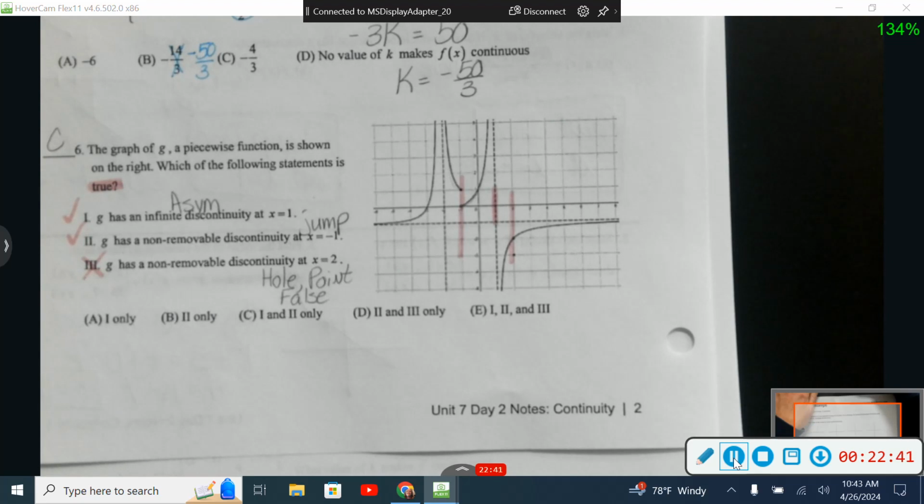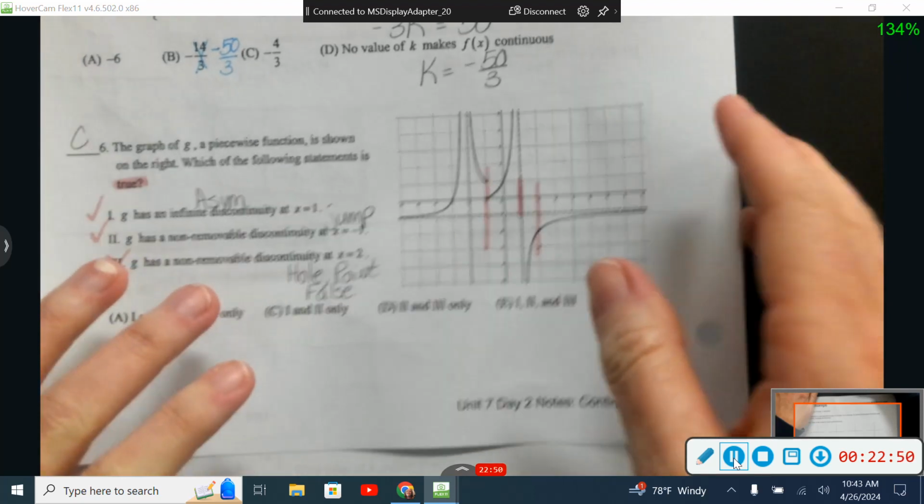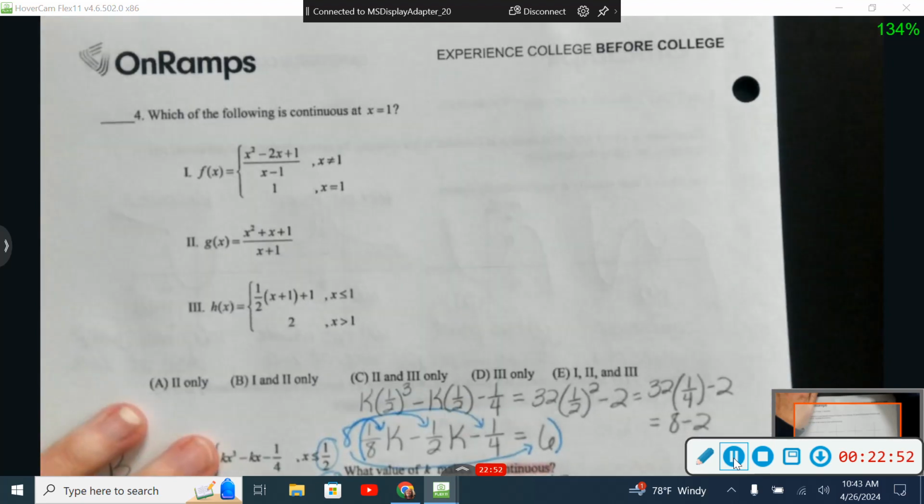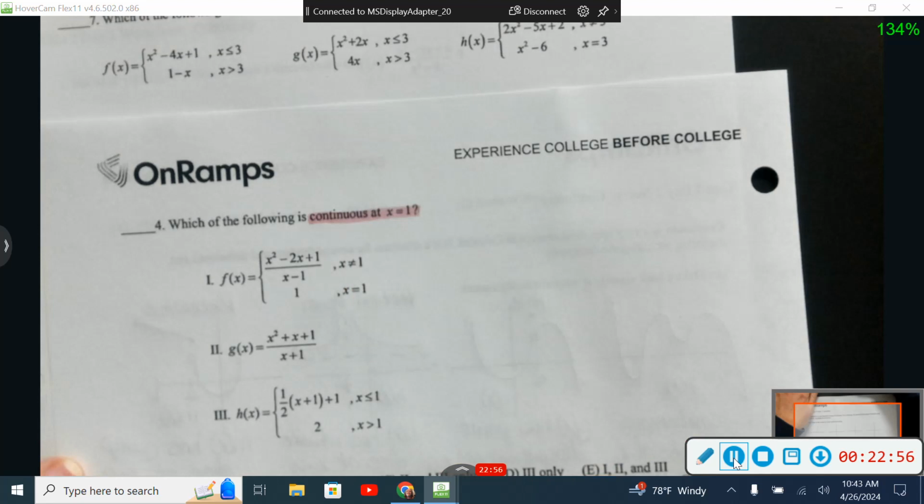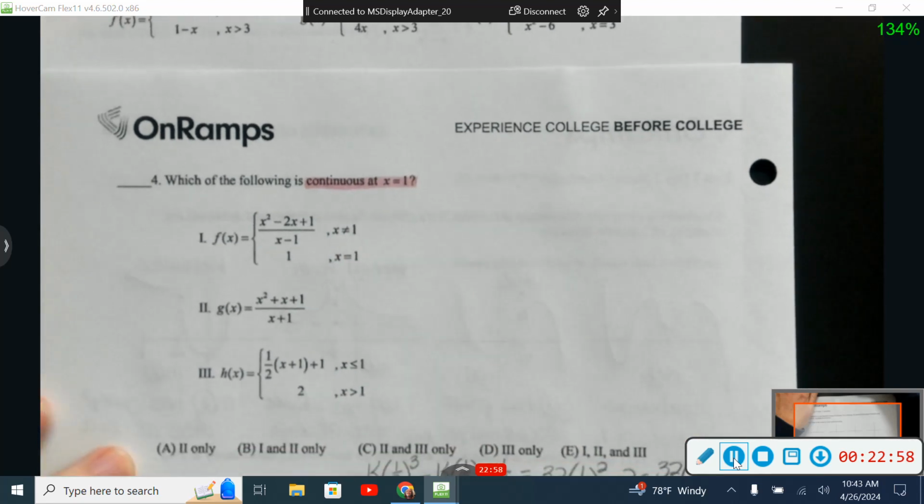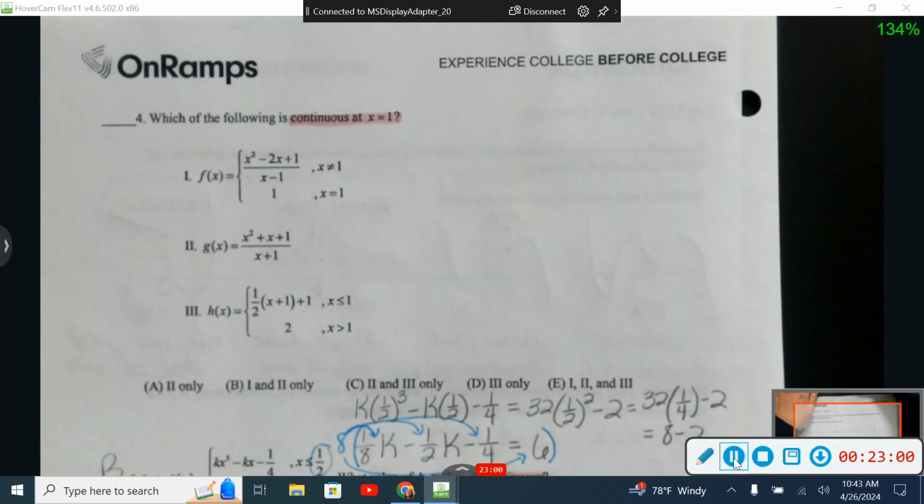All right, any questions on number 6? Okay, let me give you a minute to try number 4. What you want to be careful with on number 4 is that it's asking you about it being continuous at x equals 1. So one of the choices does have a discontinuity, but it's not where x equals 1. So watch out for that. You're only checking for x equals 1.